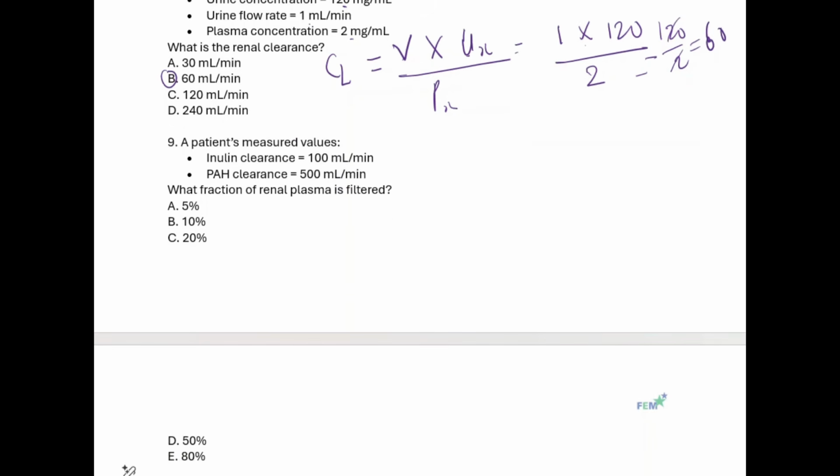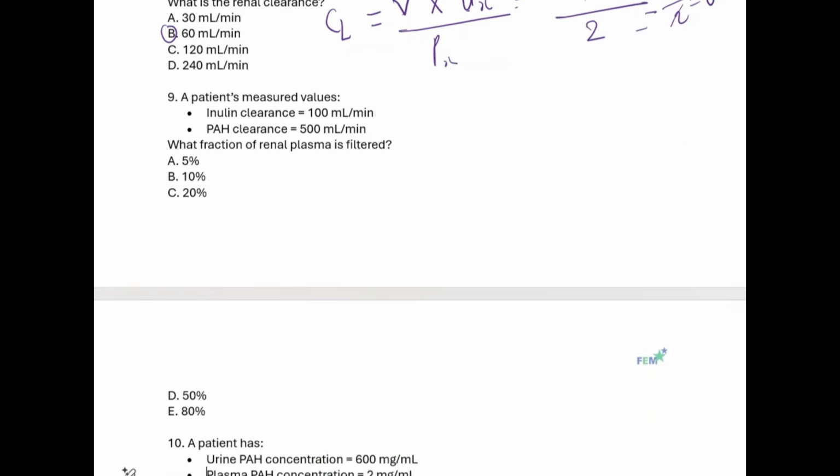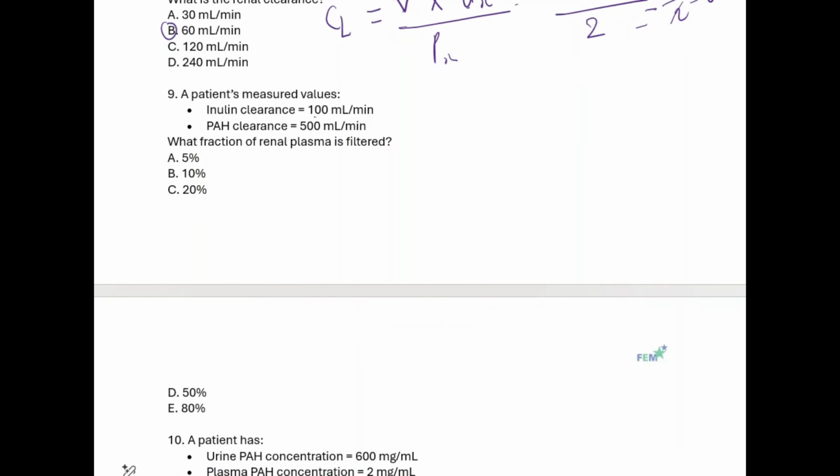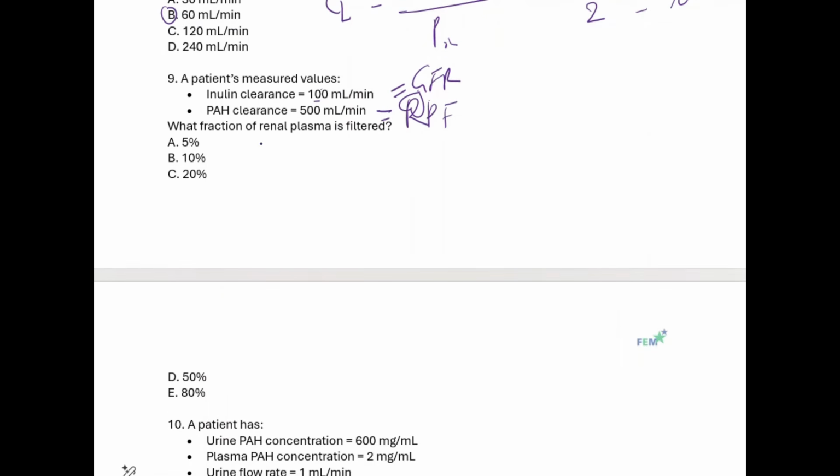Let's go to the next question. A patient's measured inulin clearance here is 100, and as we know, inulin clearance is equal to GFR, because inulin clearance is the same thing as GFR. The PAH clearance is 500, so that means PAH clearance is also equal to renal plasma flow. Here they're asking us what fraction of the renal plasma flow is filtered. So in question 9, they're asking us about the filtration fraction.